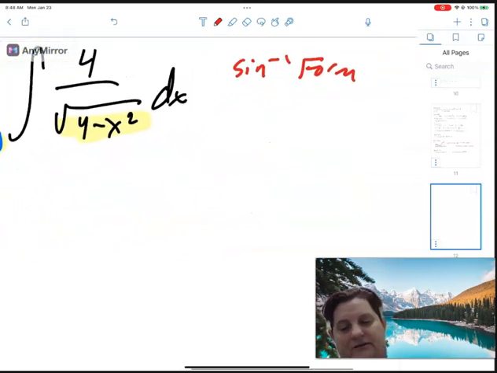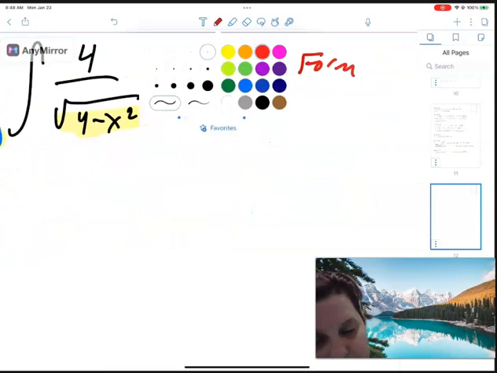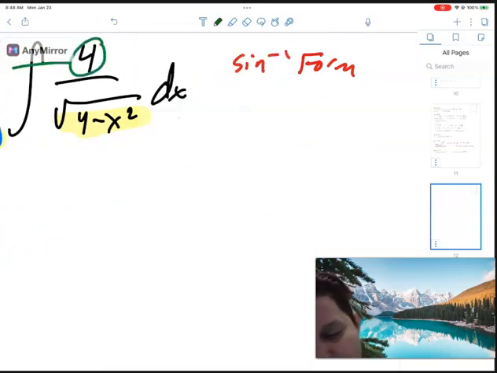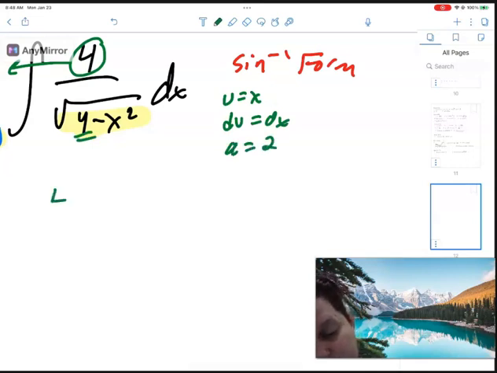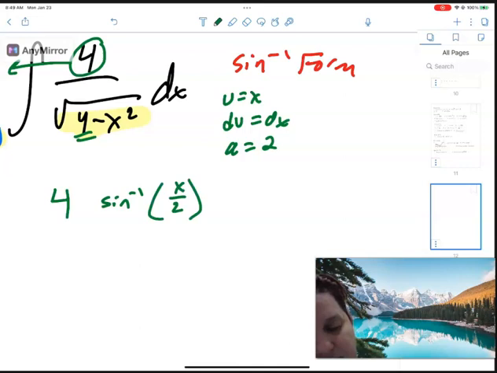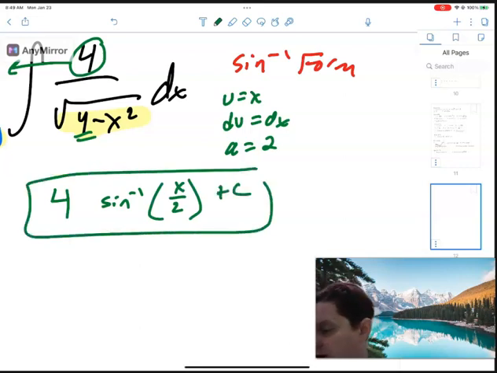Yeah, I like that. Good. All right, let's check out this. This looks like inverse sine form to me, because I can take this 4 out. And then I can say, okay, u is x. Sorry, not x squared. du is dx, and a is 2. So if I take the 4 out, it's 4 times the inverse sine of x over 2 plus C. Okay, so that's just like kind of memorizing that formula.